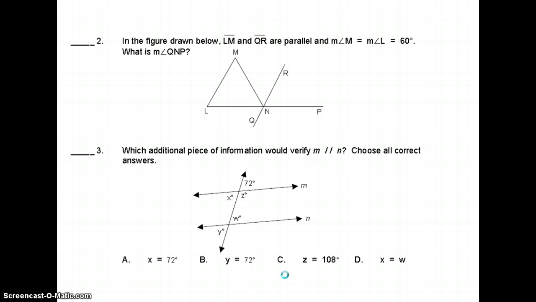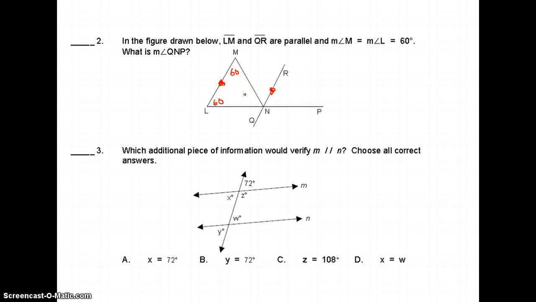Number 2, in the figure drawn below, line segment LM and line segment QR are parallel, and the measure of angle M is equal to the measure of angle L, which is equal to 60. What is the measure of angle QNP? Okay, first we have to mark up our drawing. LM and QR are parallel. Here's LM. So I'm going to put a little arrow on there to show that that is parallel to this. I'll draw them upside down this time. Okay. And the measure of angle M, L are both 60, so 60 goes here. And 60 goes here.